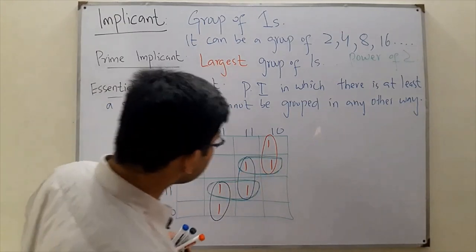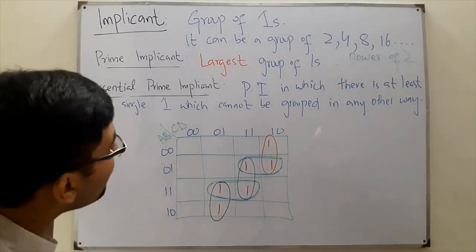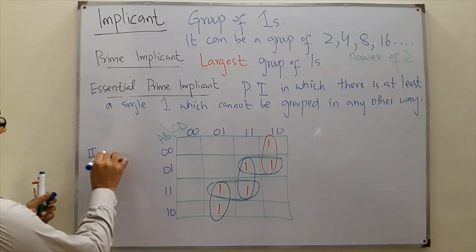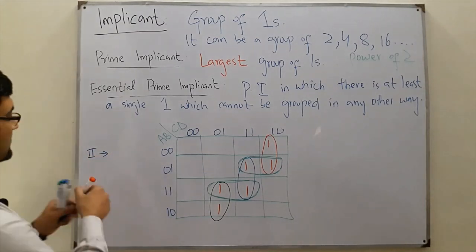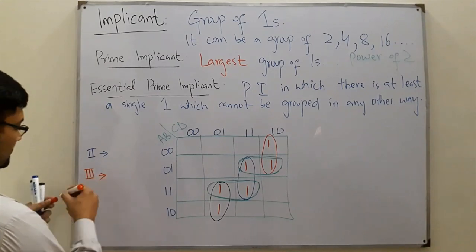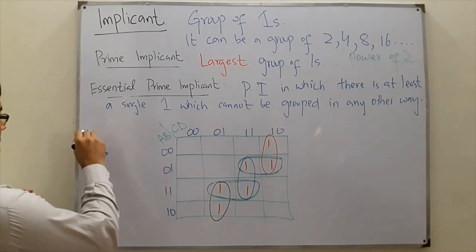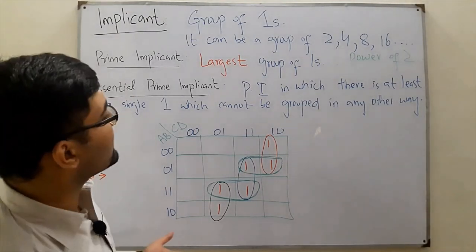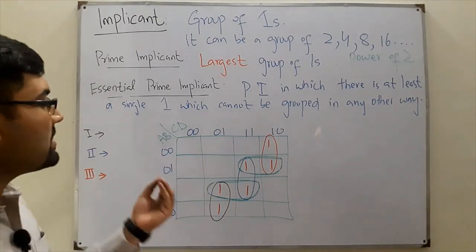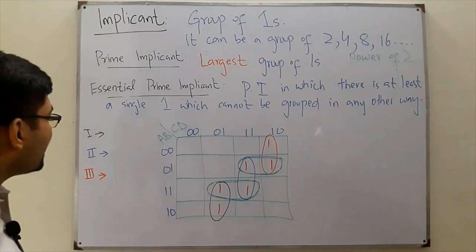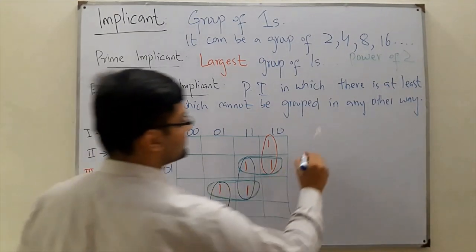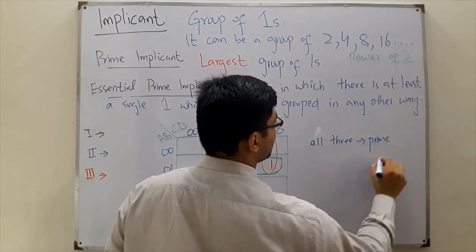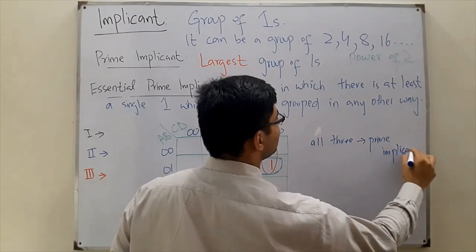Now what else remains? This one and this one remain. All these three that I have with these colors, let's say the red is the third, and the black is the first. Now these are the implicants, which means these are the groups of ones. Now which one of them is a prime implicant? All three are prime implicants. Why? Because they are all the largest group of ones. But which one of them is an essential prime implicant?